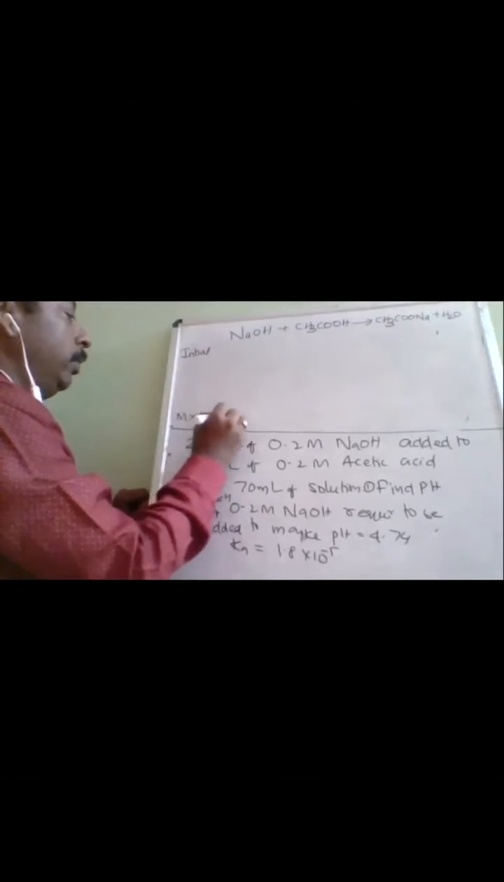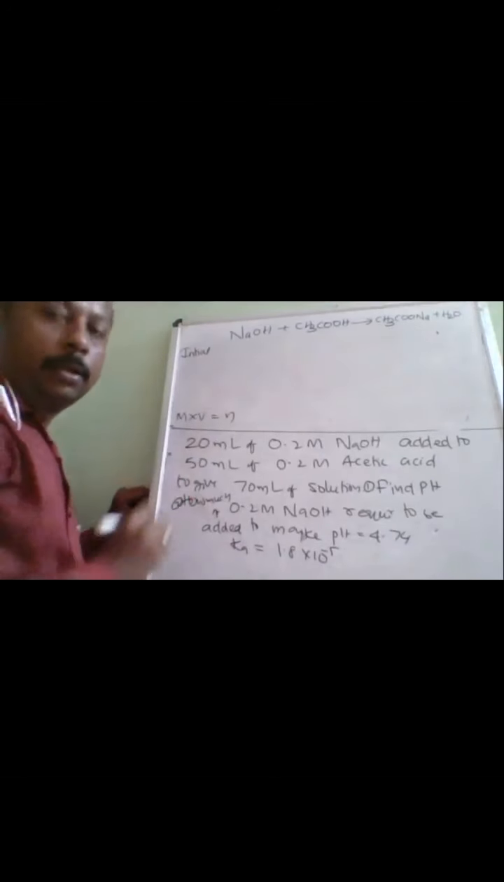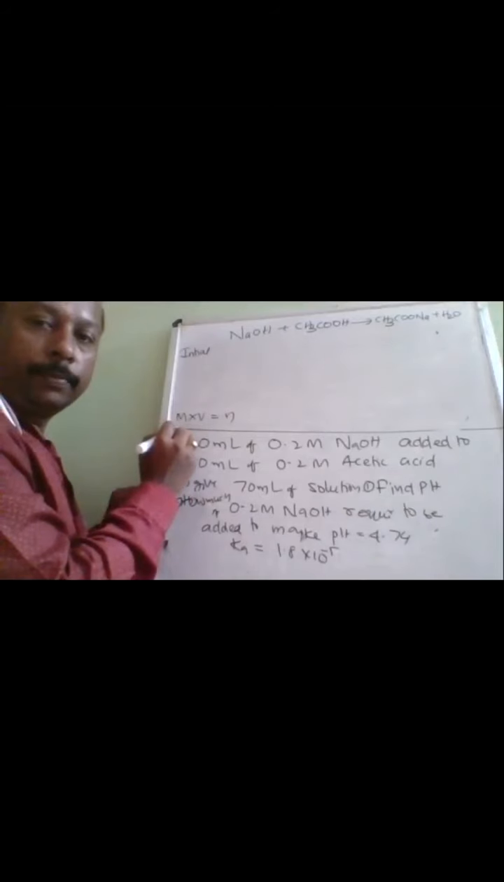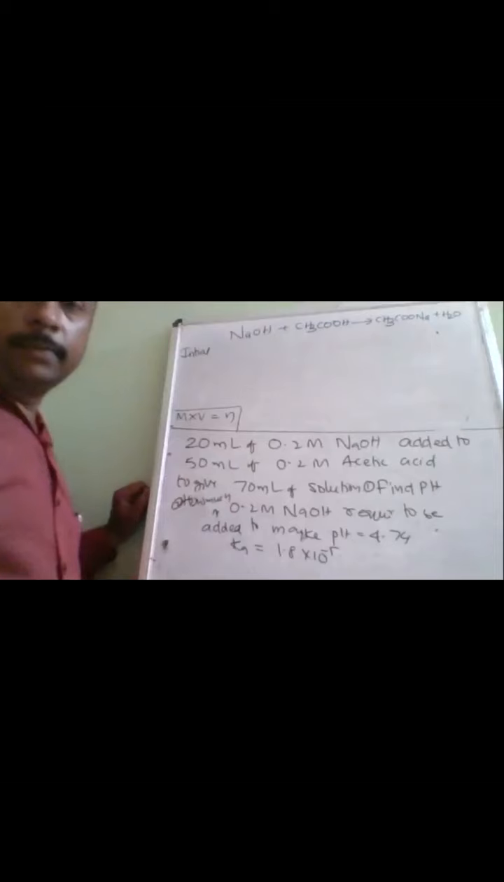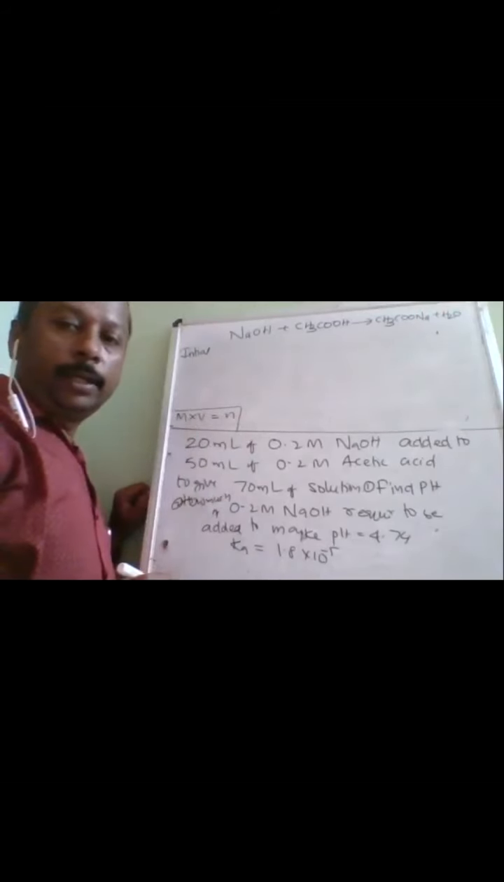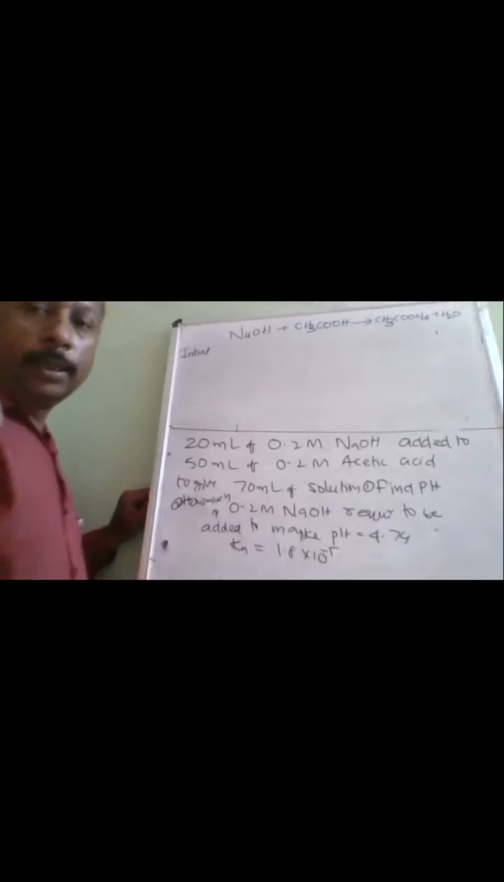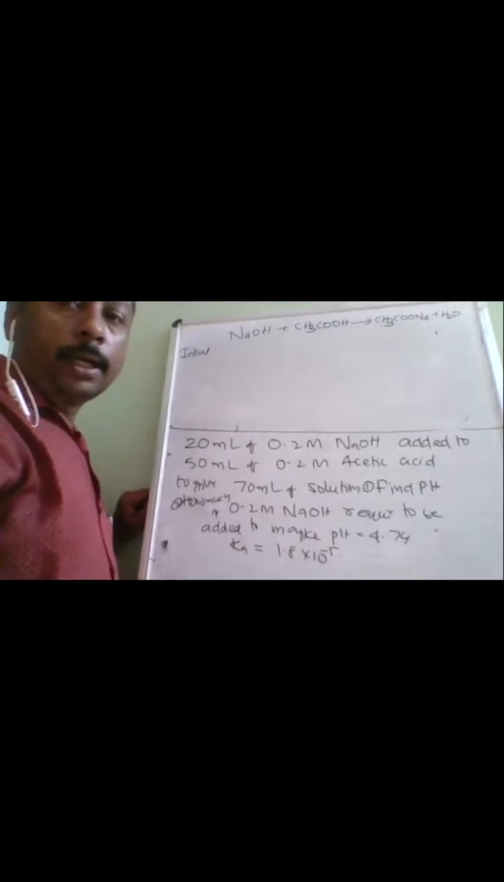For the initial reaction, before this you should know that molarity into volume is equal to the number of moles. If volume is in milliliter, you will get millimoles. They will give antilog values in the exam, so don't worry about the antilog values. Sometimes they will give you a combination.